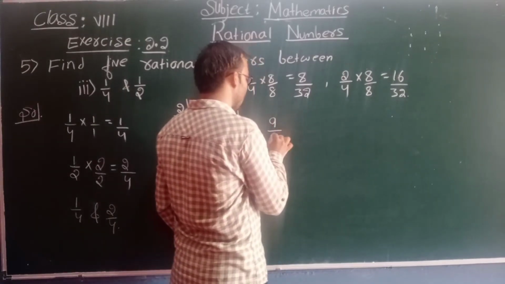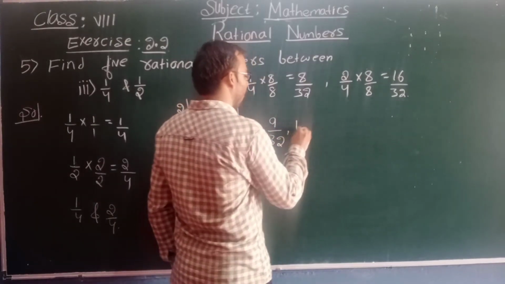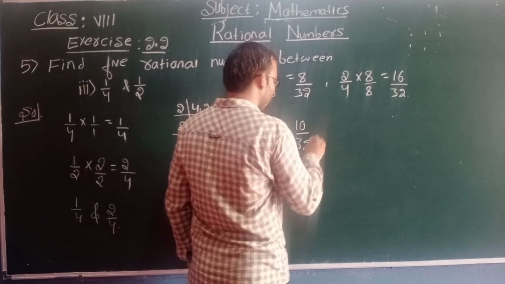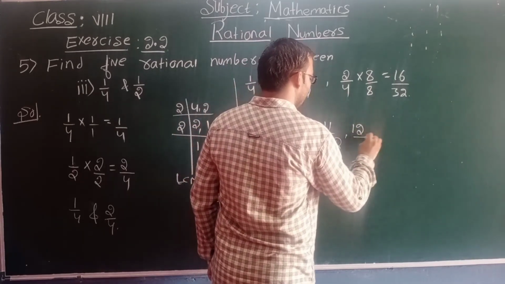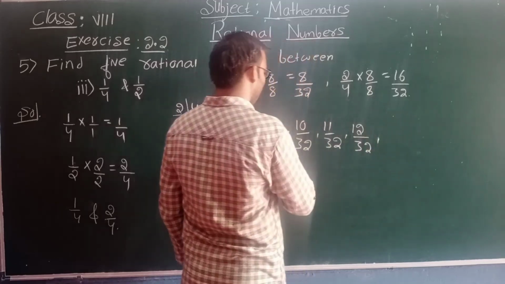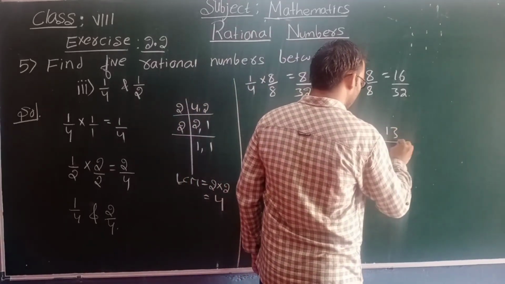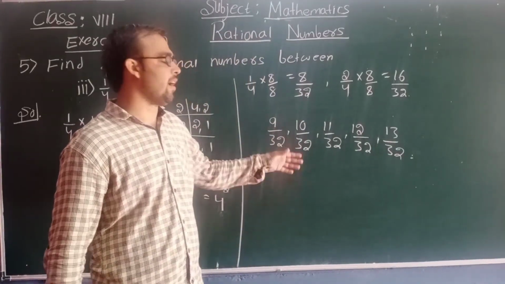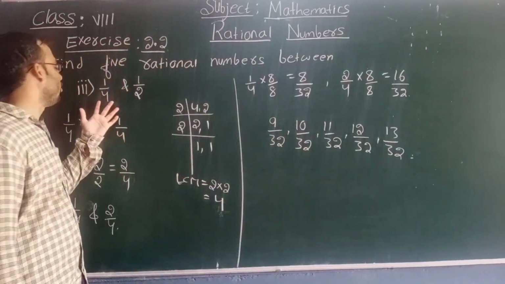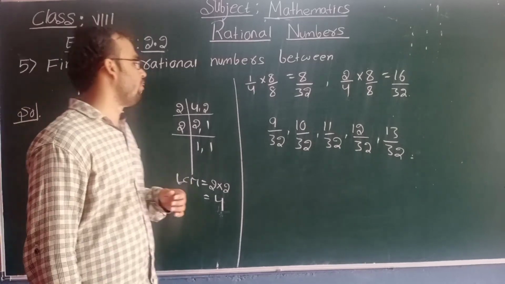That is 9 by 32, 10 by 32, 11 by 32, 12 by 32, and 13 by 32. So what are these? These are the 5 rational numbers between these two rational numbers, that is 1 by 4 and 1 by 2.